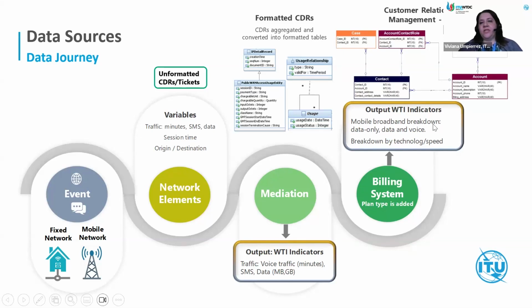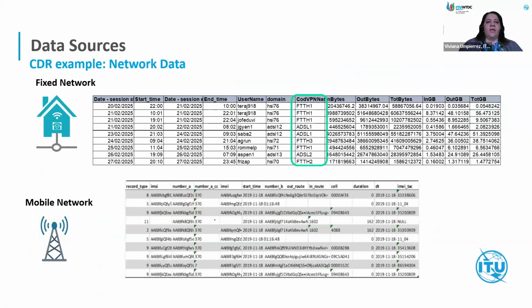And the second, the rest of the indicators, for example, those we're going to see in the following slides in terms of breakdown, speed, or technology, we have to get from the CRM system or the billing system, because in that way the operator knows, okay, this service has this advertised speed, or the contract has this technology associated. This is an example of a raw CDR in terms of fixed traffic. The first one, above, as you can see in general terms, has a date, a start time, an end time of the session, and username. And in addition, the technology.